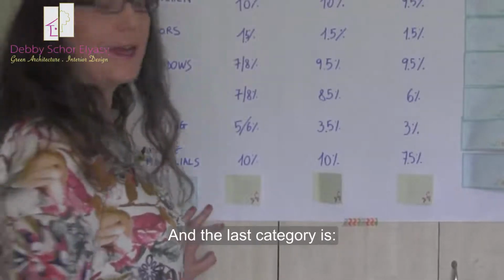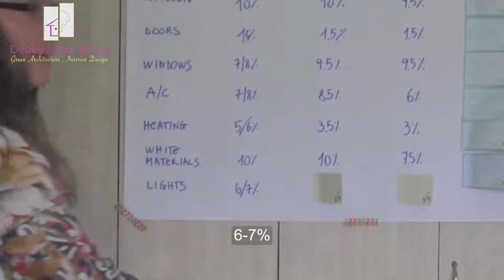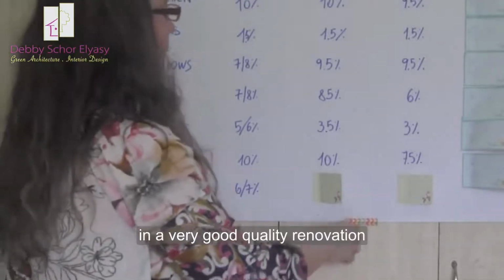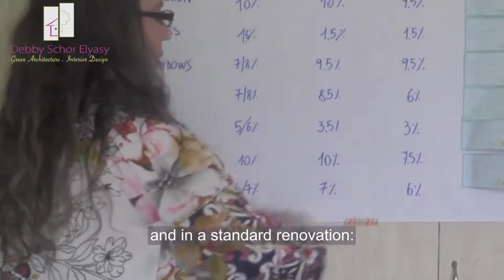And the last category is lights. For the lights, we have in a luxury renovation, 6-7%. In a very good quality renovation, 7%. And in a standard renovation, 6%.